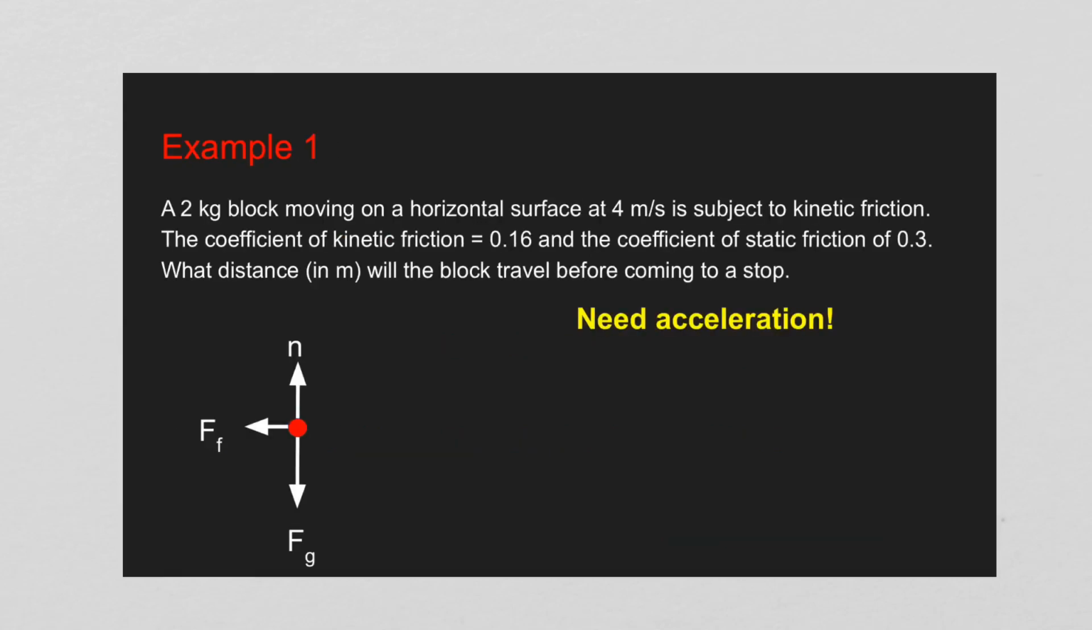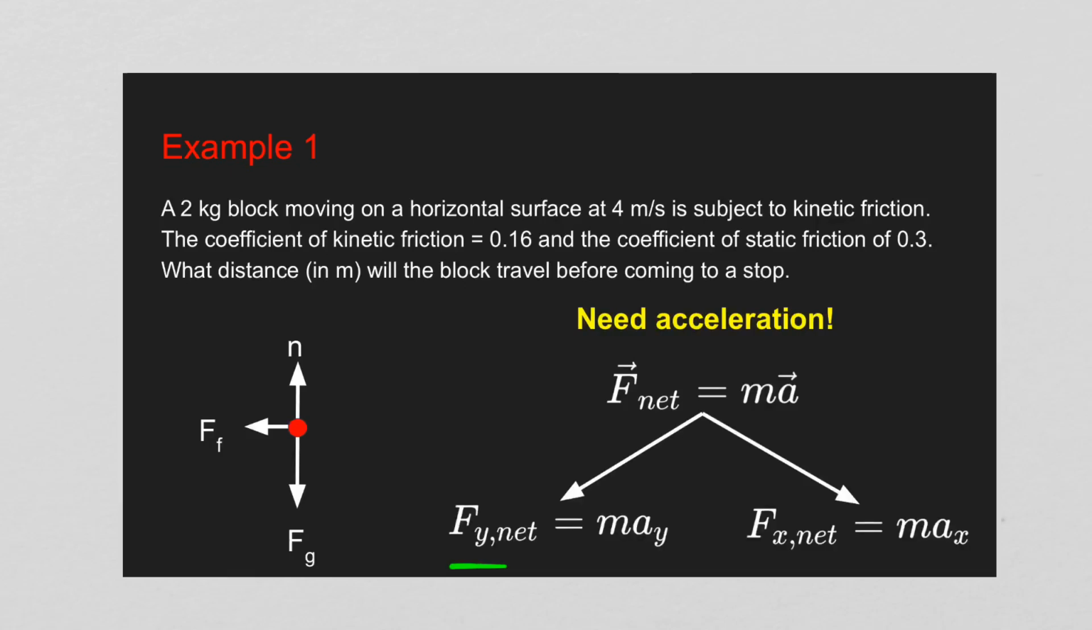Let's look at a couple examples. So in this example, we've got a block moving on a horizontal surface. We need to figure out what distance it will come to a stop. I need acceleration, which means you need Newton's second law. Now, Newton's second law, we're going to go ahead and split it up into y and x parts. The reason we're looking at the y part is because we care about this normal force, because friction is equal to mu times n.